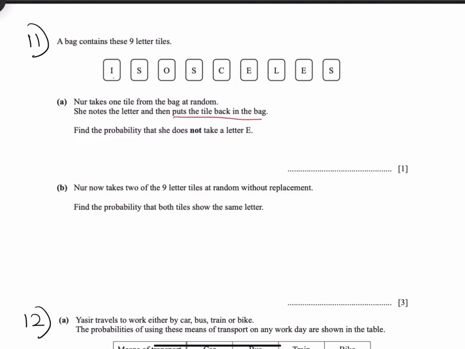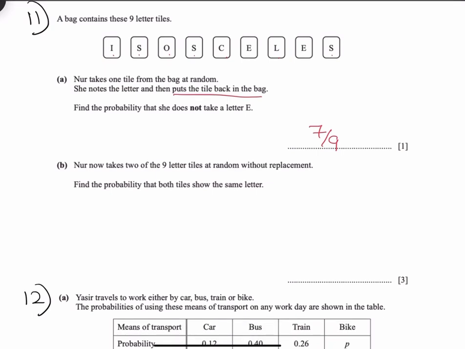So 1, 2, 3, 4, 5, 6, 7. That's a 7 out of 9. Or you can count the E's and say 1 minus answer. Noor now takes 2 of the 9 letter tiles at random without replacement. Find the probability that both tiles show the same letter.